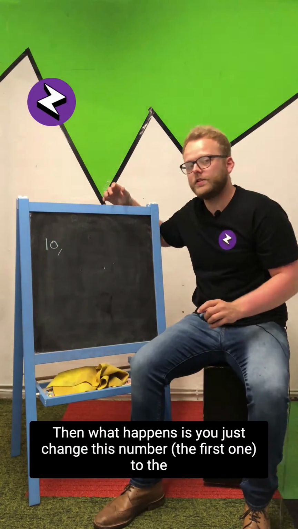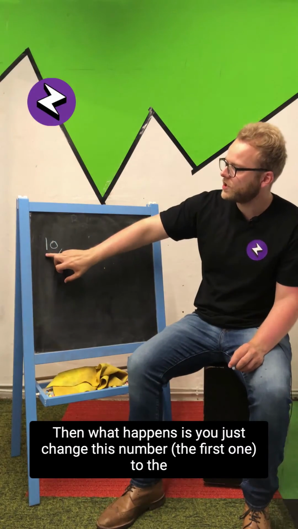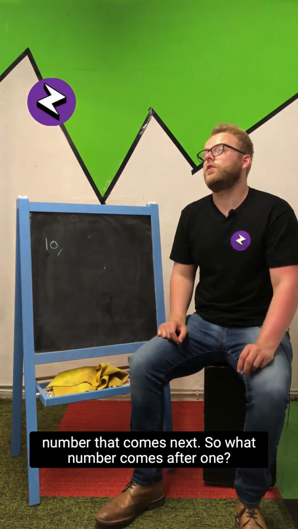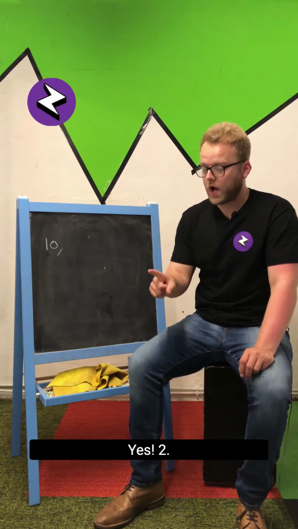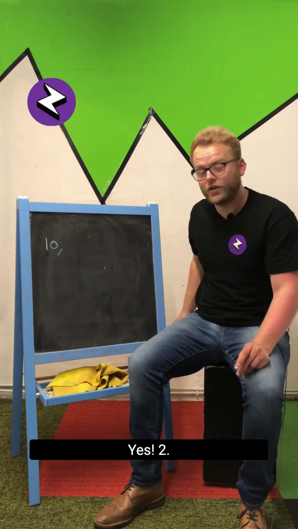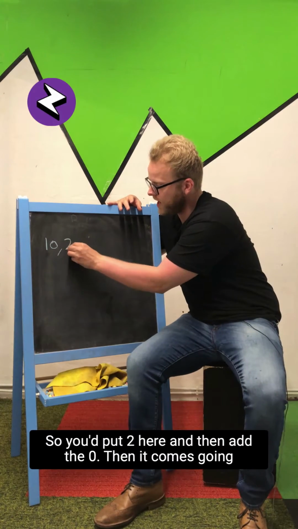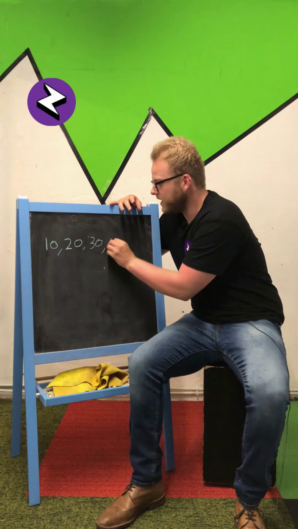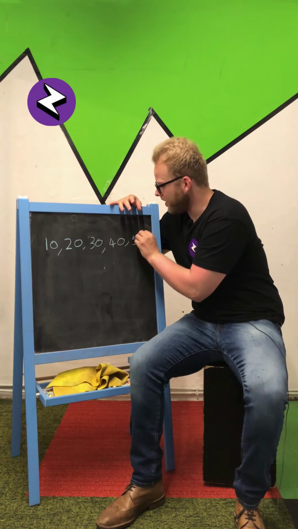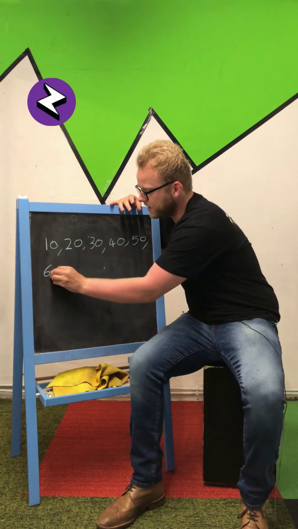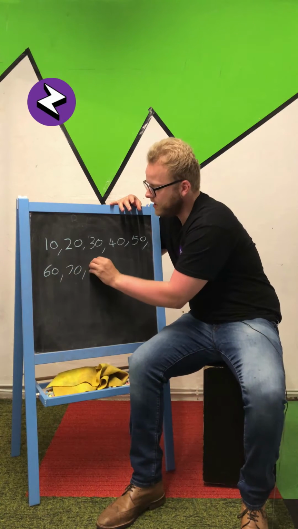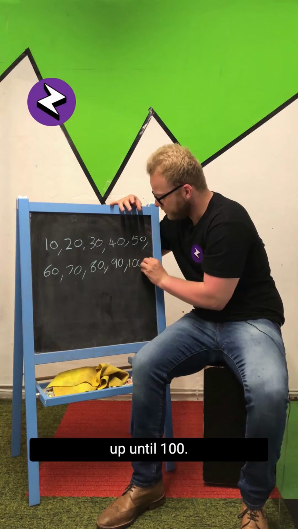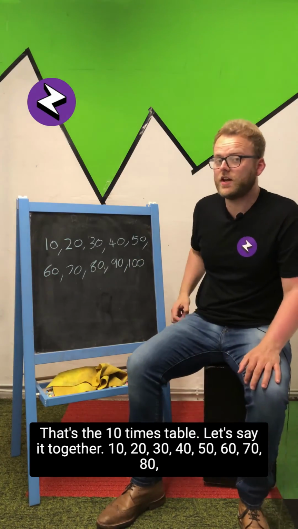And then what happens is you just change this number, the first one, to the number that comes next. So what number comes after 1? Yes, 2. So you just put 2 here and then keep the 0. And it just keeps going until you keep going up 60, 70, 80, until you get to 100. And that's the 10 times table.